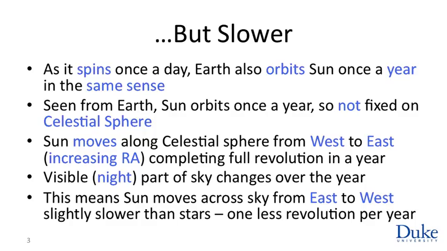This is important, so let's think about it again. As the Earth spins about its axis once a day, it also orbits the Sun once a year, moving in the same direction, which means, as seen from Earth, the Sun orbits us once a year. So that means the Sun moves along the celestial sphere, moving from west to east, in the direction of increasing right ascension to the east, and it completes 1 revolution per year around the celestial sphere.